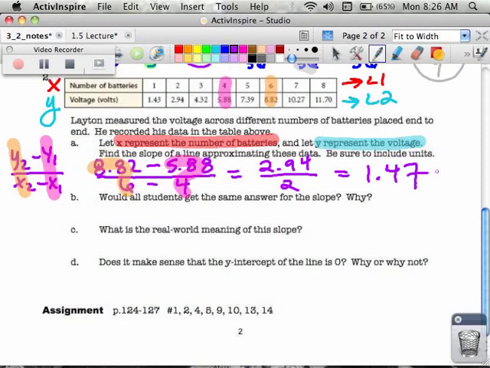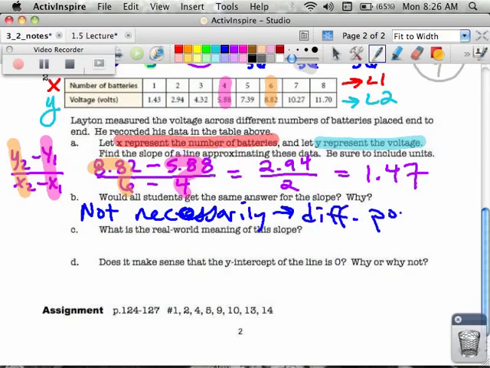Would all the students get the same answer for the slope? The answer is not necessarily, because there might be different points that were chosen.